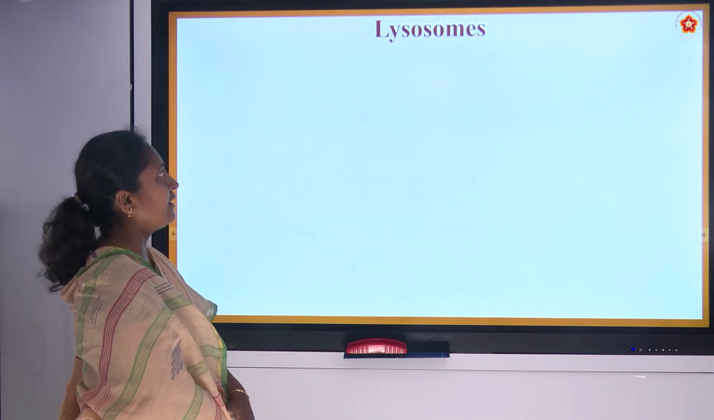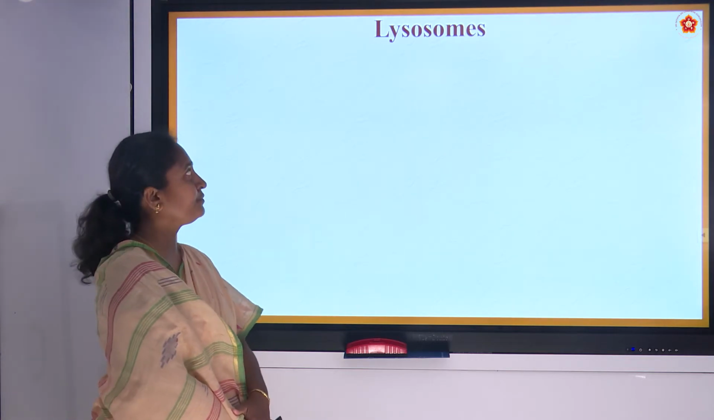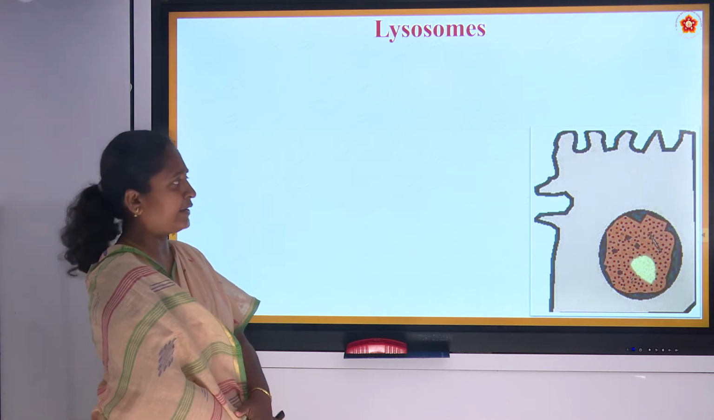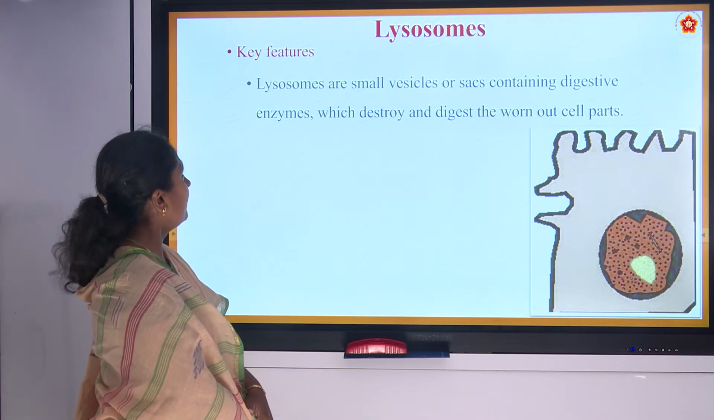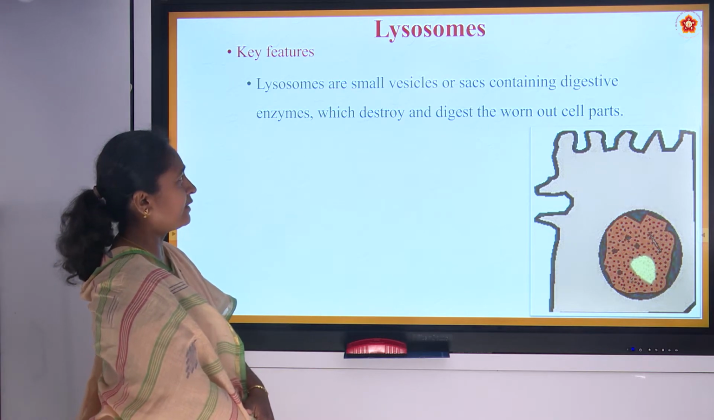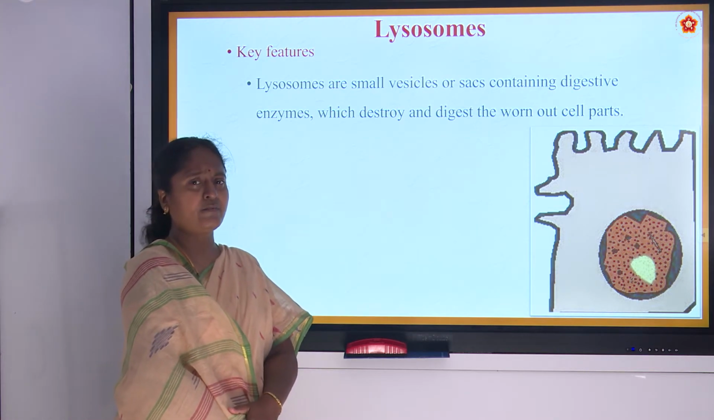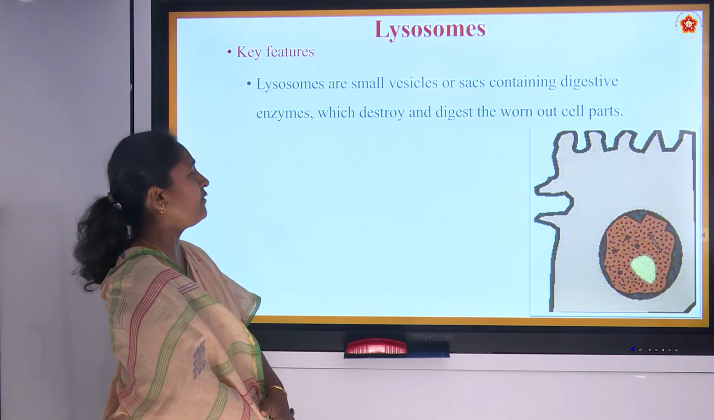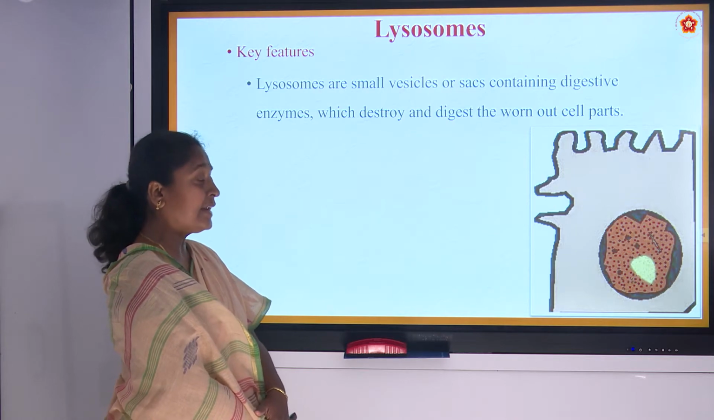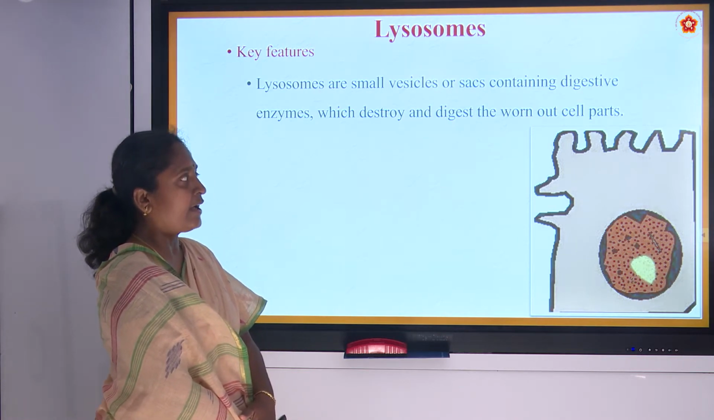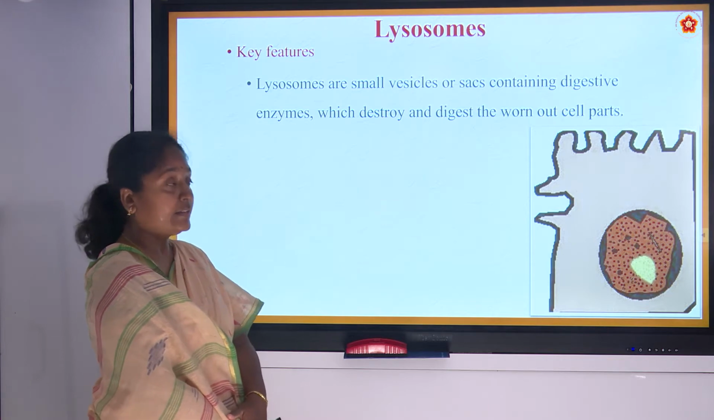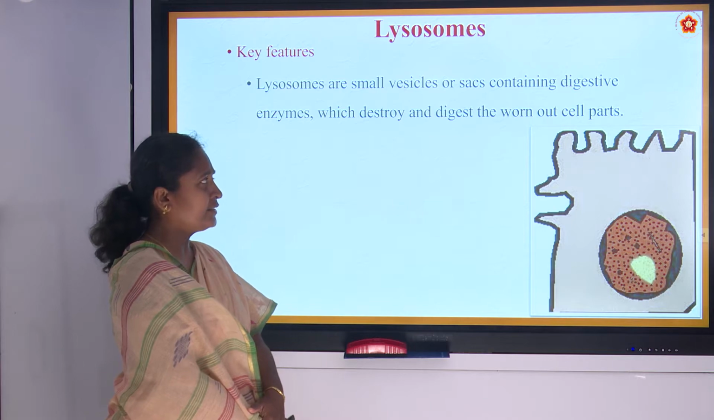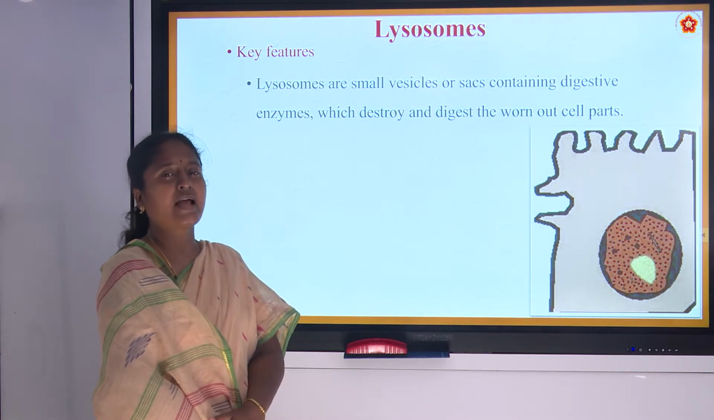The next organelle is the lysosome. The lysosomes are also scattered in the cytoplasm of the cell, and the key feature is that a lysosome is a very small vesicle. We have seen so many organelles, right. Here it is a very small vesicle like structure or a sac like structure. It has so many digestive enzymes present. It will destroy and digest worn out tissue, that is damaged tissue.